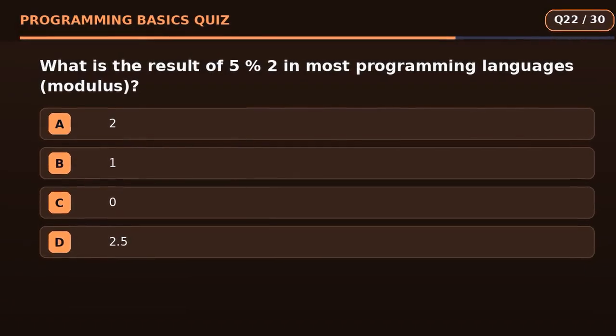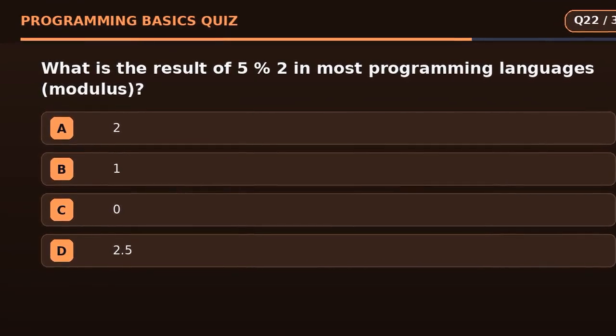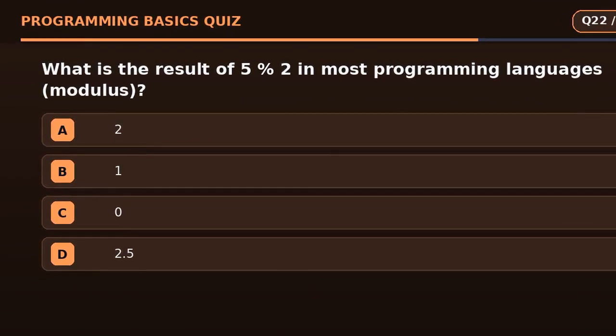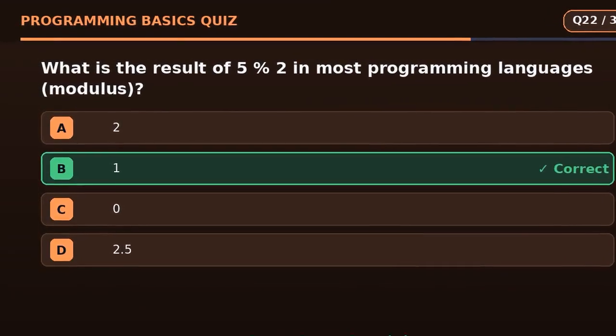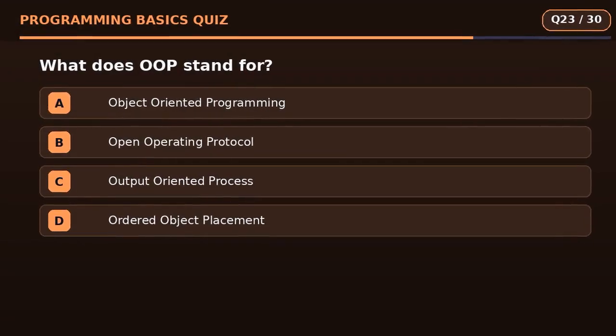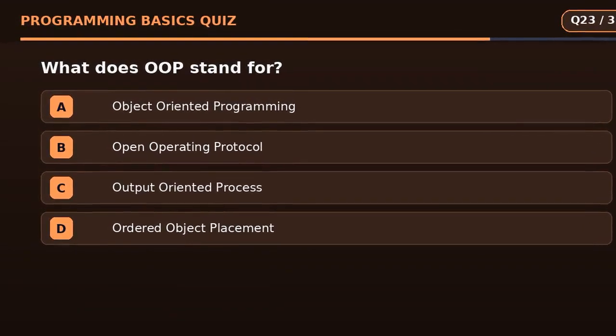Question 22. What is the result of 5 % 2 in most programming languages, modulus? Option A. 2. Option B. 1. Option C. 0. Option D. 2.5. The correct answer is option B. 1.